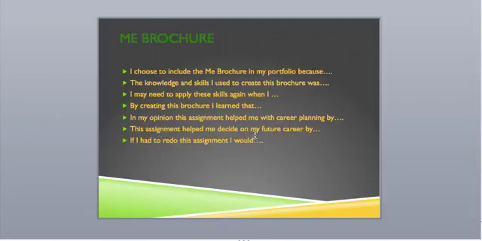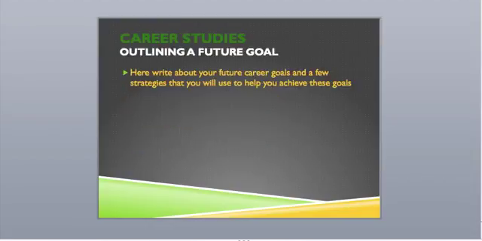These questions can be found in the content portion of our final assessment. These are just an example of how you would begin your sentence when you talk about these questions. After you use your 5 pieces as well as your 5 reflections, then you're going to want to talk about a future goal. So here, what I'm asking you to write about is outline your future career goals and include a few strategies that you will use to help you achieve those goals.